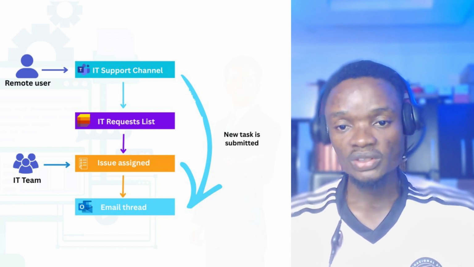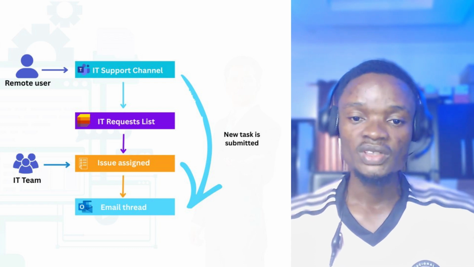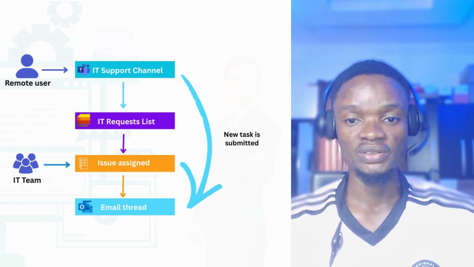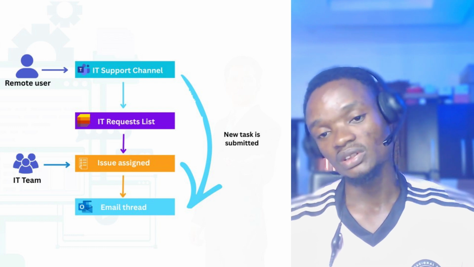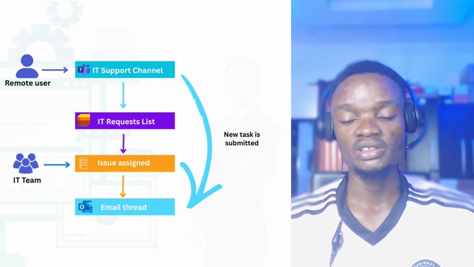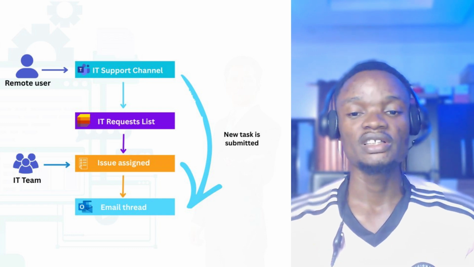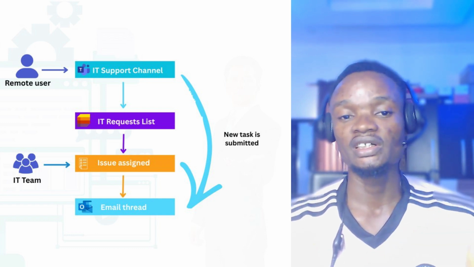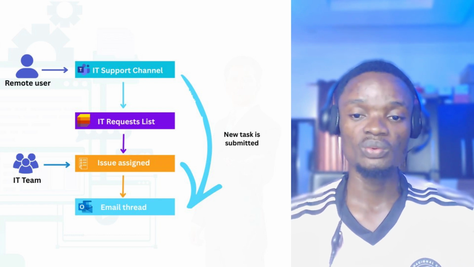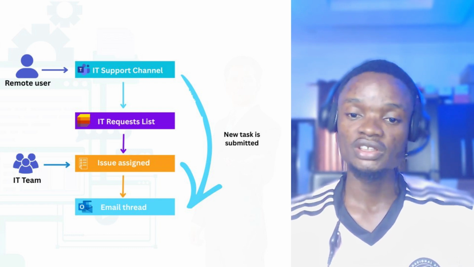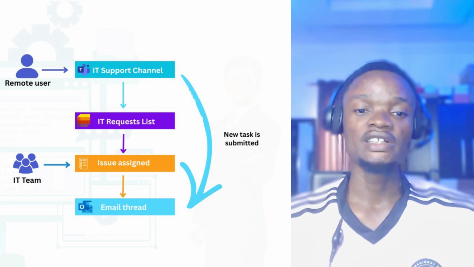So once that email thread is created, the next thing will be for the IT team to assign that issue that has been logged to the SharePoint list to a particular IT personnel that will work on it on the back end. Once the IT personnel work on the back end, he goes back to the list and closes out the request. Once the request is closed out, the communication is still going to go back to the email thread telling everybody that, oh, this issue has been resolved. So that's the simple workflow that we'll be working with.